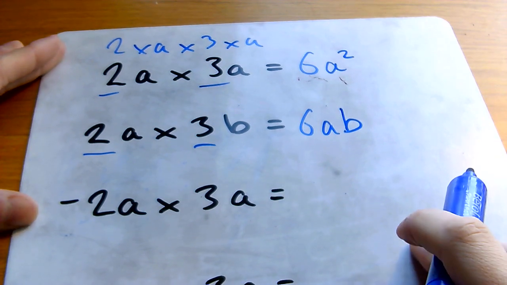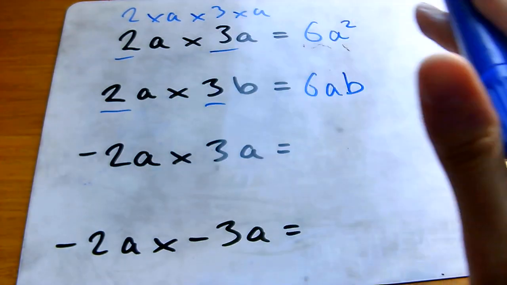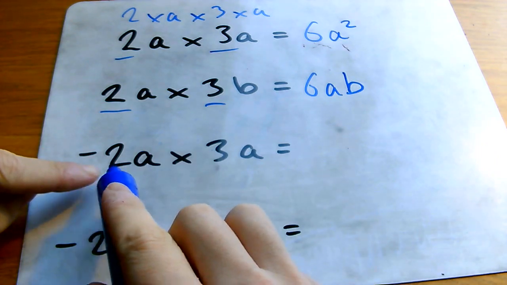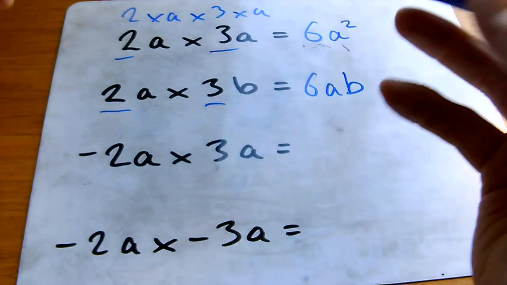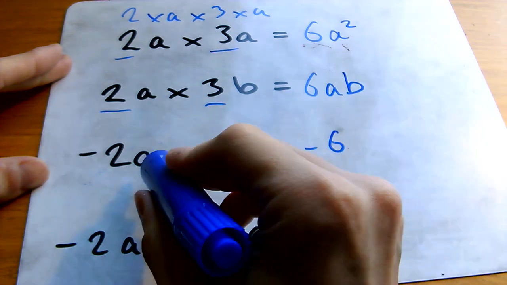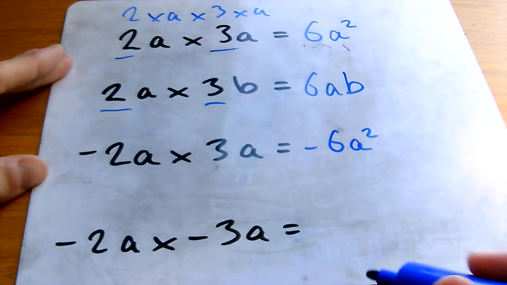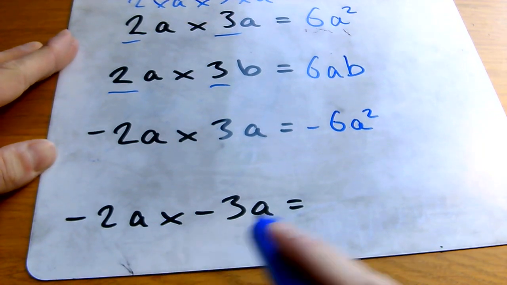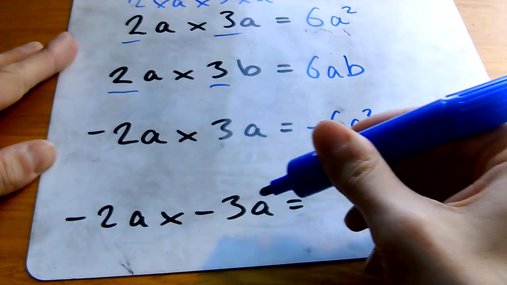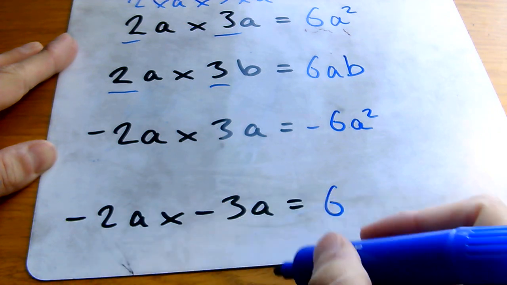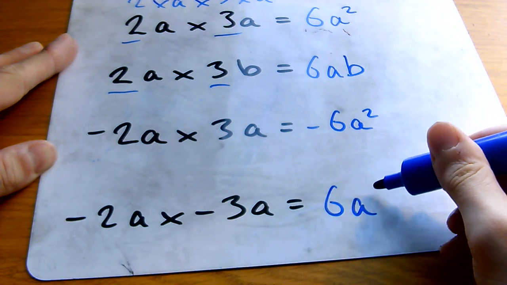Negatives can be in there as well. It doesn't change anything. We know how to do negative 2 multiplied by 3. It would be negative 6, and then A times A is A squared. And then if they're both negatives, as we've got here, two negatives multiplied together makes a positive. So that would be positive 6A squared.